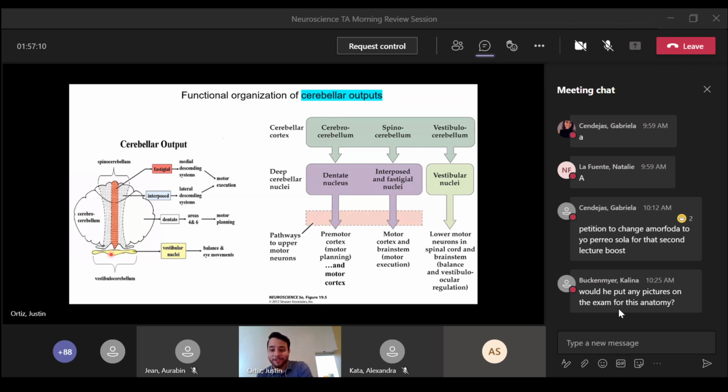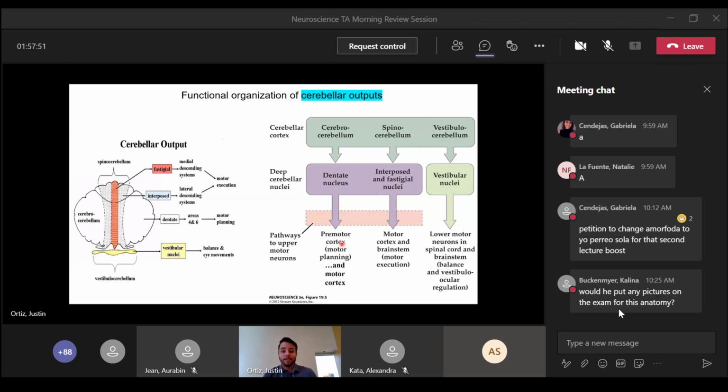So again, that's going to be all the structures. So we're thinking, okay, what does the cerebral cerebellum do? It sends a signal via the dentate nucleus into the premotor cortex for motor planning and the motor cortex. So the cerebral cerebellum is very important for planning movement, and it uses that dentate nucleus. The way I like to think about it is cerebral cerebellum, dentate nucleus. D for dentate: what do I need to do? That helps me know that the dentate nucleus is important for motor planning.